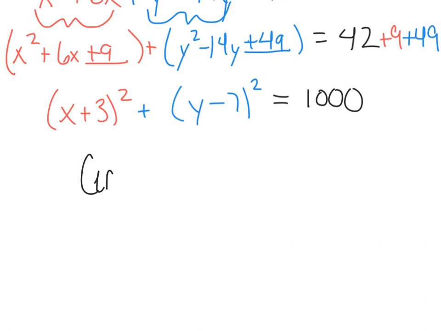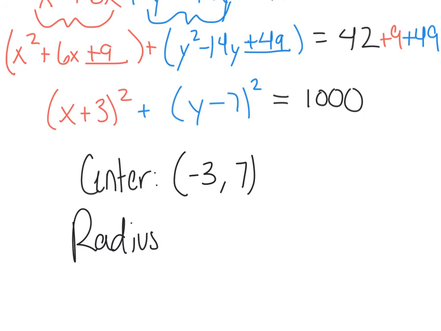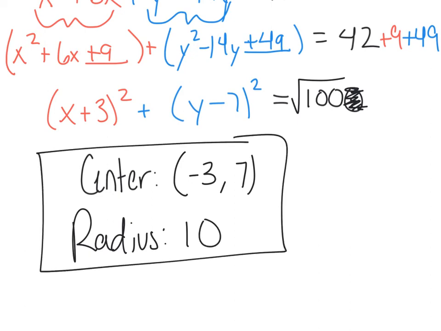Okay, our center is right here and here, so that's actually negative 3 and positive 7. And then our radius is, and holy cow, I put 1,000, just realized that's not 1,000, that's 100. And the square root of 100 is 10, so my radius is 10, and that would be the answer.